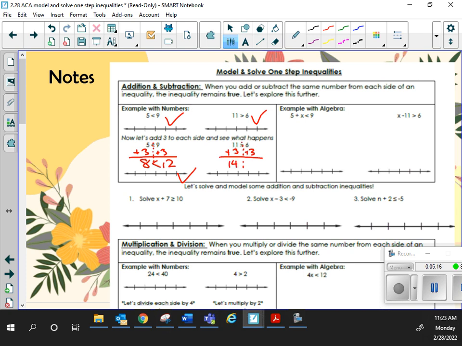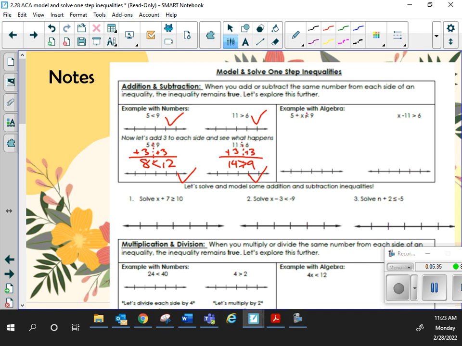14 is greater than, is that still a true statement? Yeah. Okay, so with inequalities, I can add and subtract the same thing to both sides, it stays balanced. Okay, so if I spice it up, I have 5 plus x is equal to 9. Whenever I have something like that, my goal is always to get x by itself.